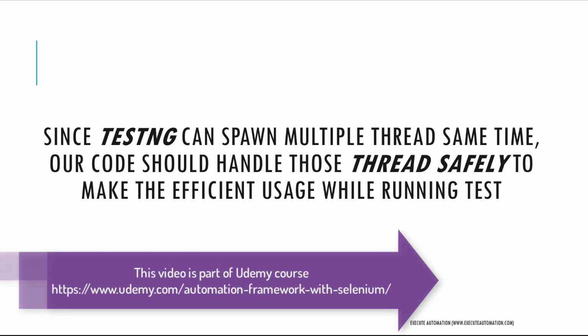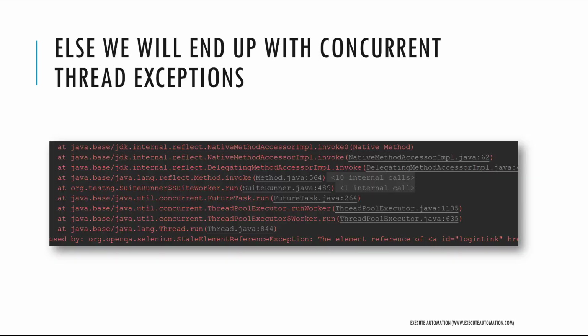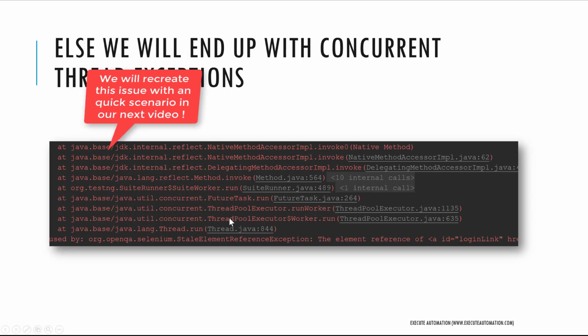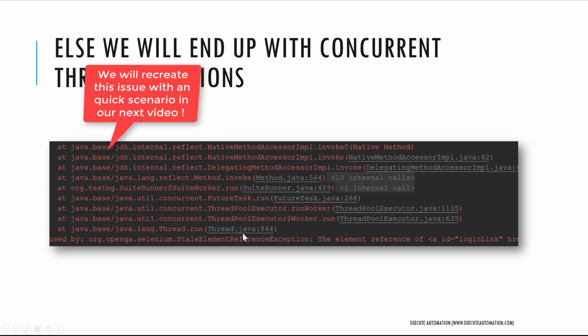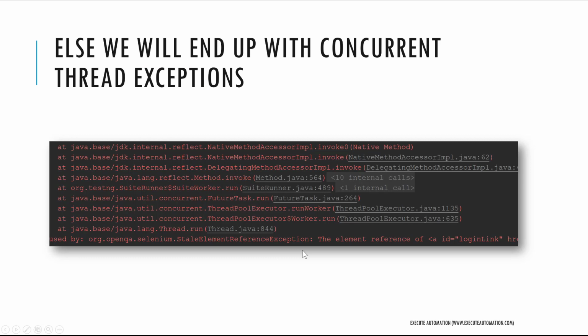Since TestNG can spawn multiple threads at the same time, our code should handle those threads safely to make efficient usage while running the test. Else we'll be ending up with a concurrent thread exception, something like this. As you can see here, we have a concurrent thread pool executor run worker, and there is an exception happening in this area. So make sure that our test is actually running in the same thread. If not, we're going to end up with these kinds of problems.